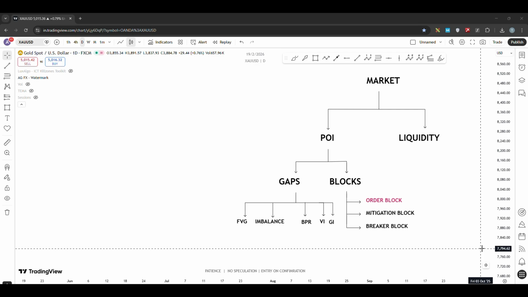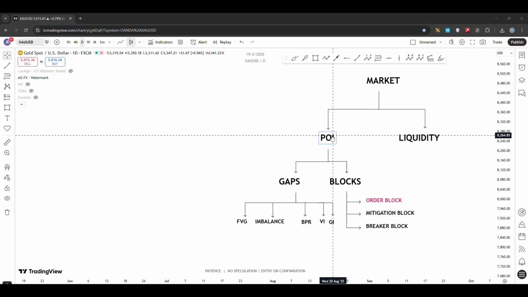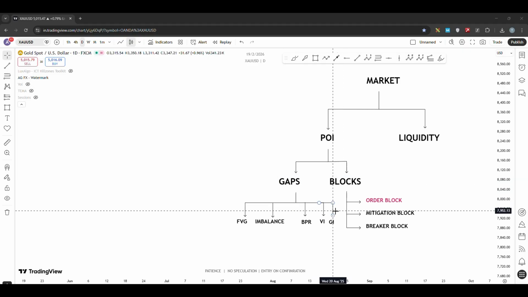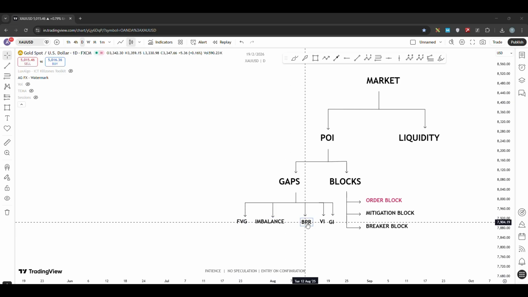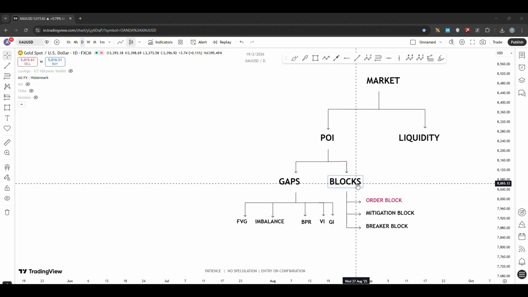So till now we have understood how a market moves. A market has two things: POI, which is a point of interest, like order blocks, fair value gaps. So you have already written here. There are two types of point of interest, basically gaps and blocks. Inside gaps there are multiple stuffs like FVG, which is the most important and the most popular one. Then there is imbalance. Then there is BPR, which is balanced price range. Then there is VI, which is volume imbalance. And there is GI, which is gap imbalance. So we will do a different session for gaps, but today we'll be focusing on blocks.